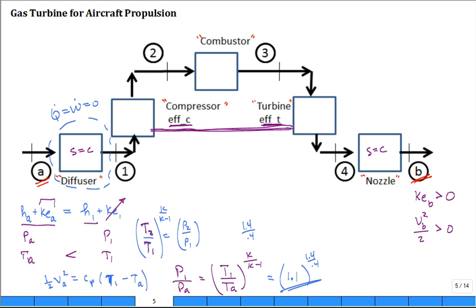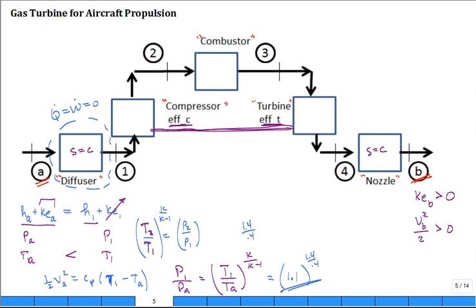Diffusers are really interesting devices. It's almost an oxymoron, where you finally have flow into a region of increasing pressure. The flow went from low pressure at PA to higher pressure at P1. And in the process, it slowed down.